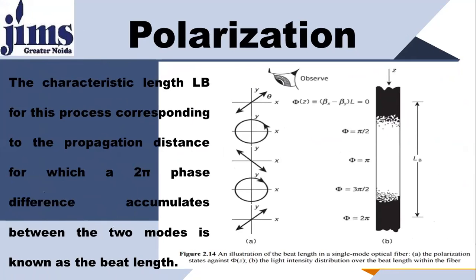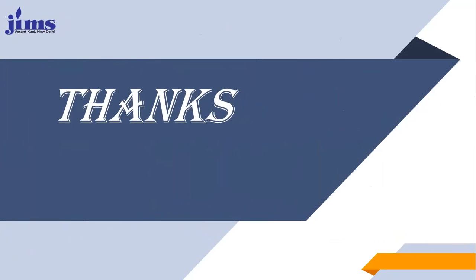So again, LB is the beat length. The characteristic length LB for this process, corresponding to the propagation distance for which a 2 pi phase difference accumulates between the two modes, is known as the beat length. So in short, we can say that beat length is the length traveled by a mode to have the same state of polarization, right? This is the easy definition to describe that phenomenon, the beat length. Thank you very much.